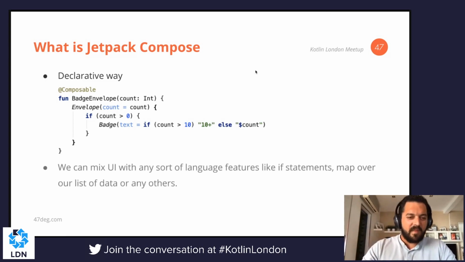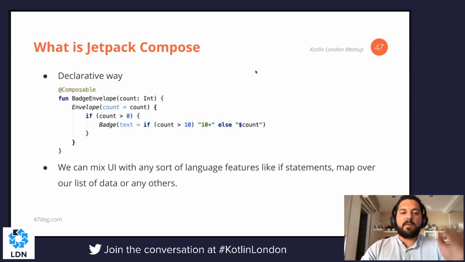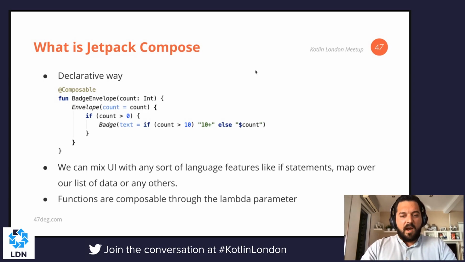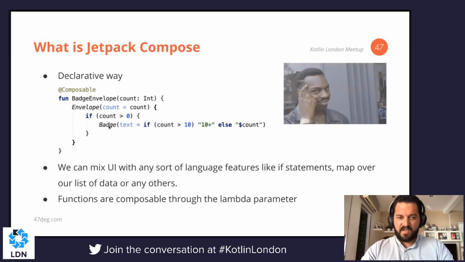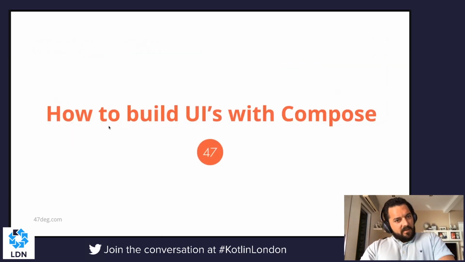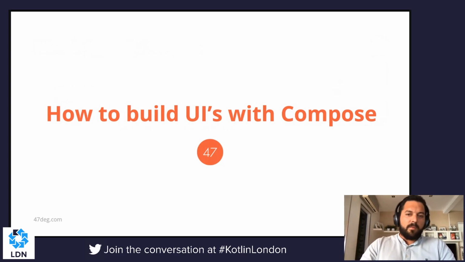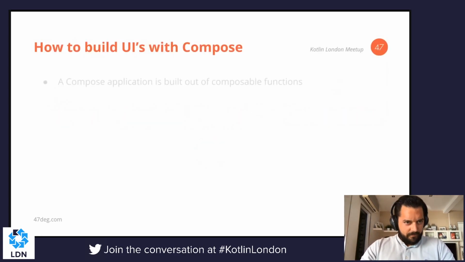Easy, no? We can see already that we can mix any sort of language feature from Kotlin, like if statements, map over your list of data, or any others. And functions are composable through the lambda parameter. So if we see here the envelope, through the lambda parameter, we are composing the children, and if the count is greater than 0, this badge will be rendered. Much smarter, right? But let's get on to how to build UIs with Compose.